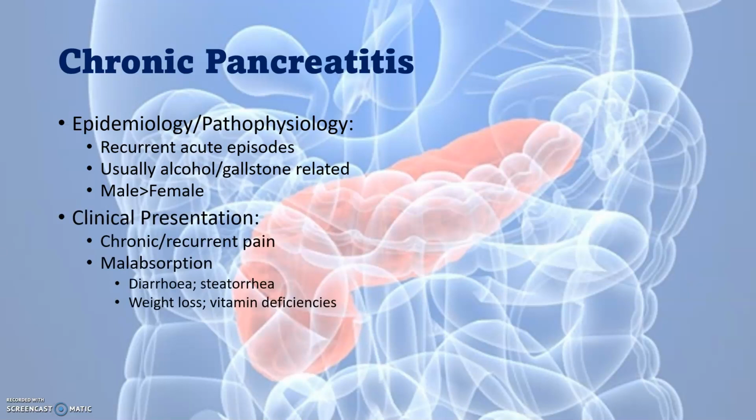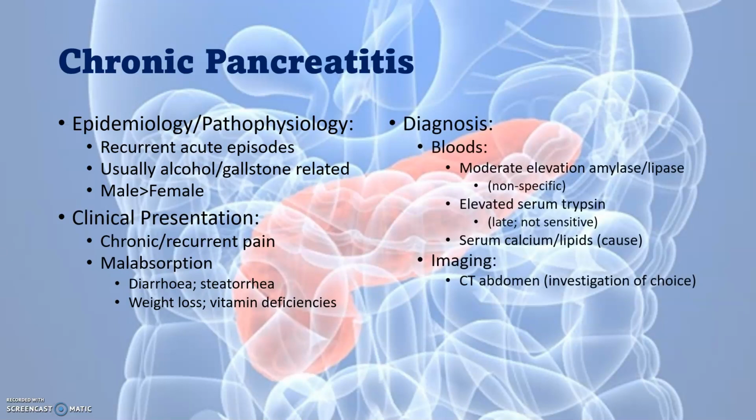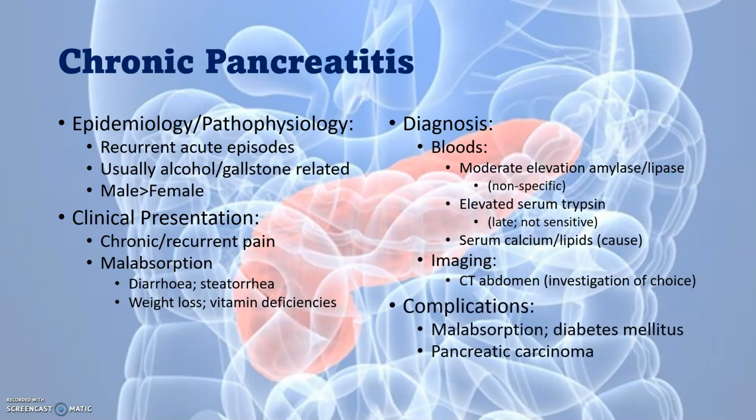Patients present with chronic or recurrent pain, malabsorption, and the diagnosis is made via blood investigations and imaging. Patients develop malabsorption. They may develop diabetes mellitus due to destruction of the islets of Langerhans, and it's associated with an increased risk of pancreatic carcinoma.